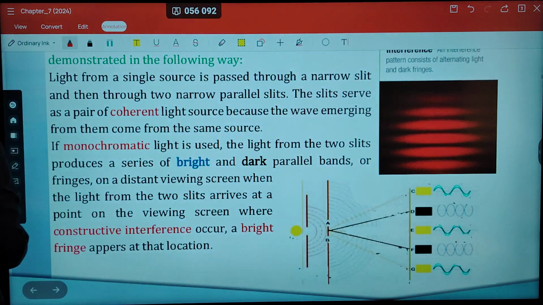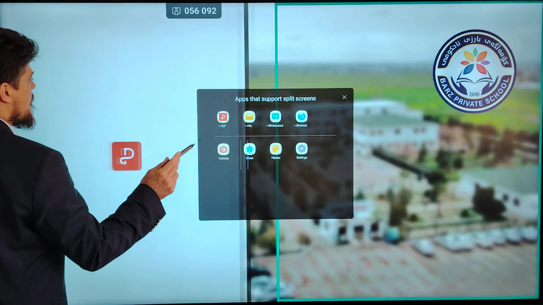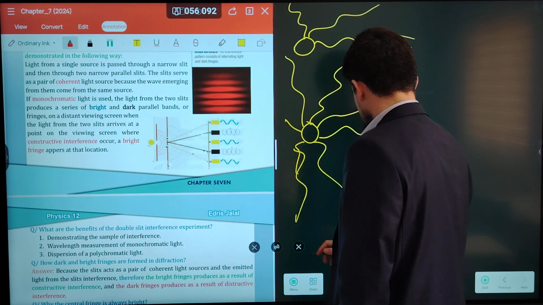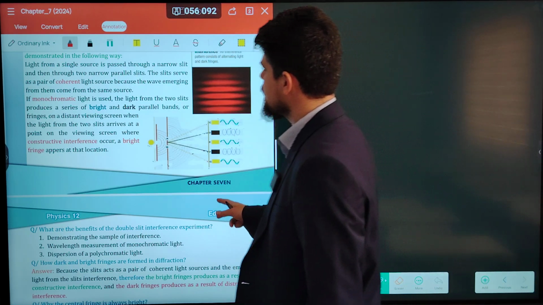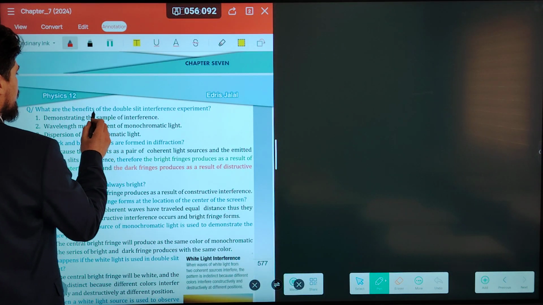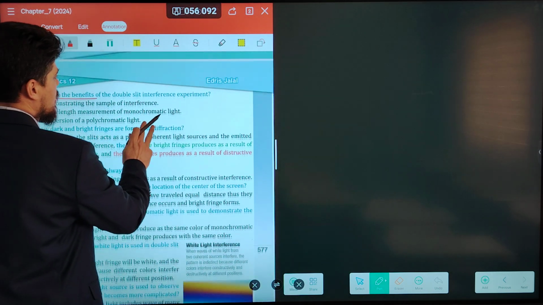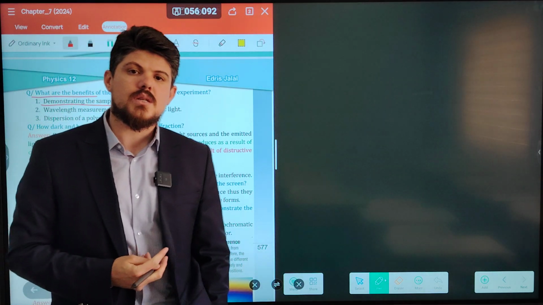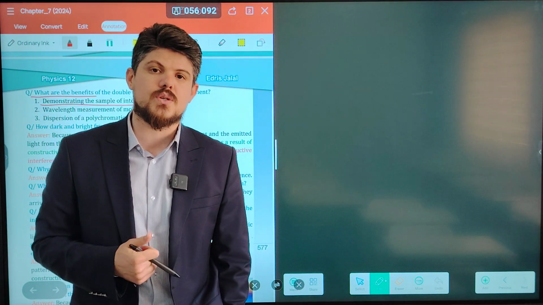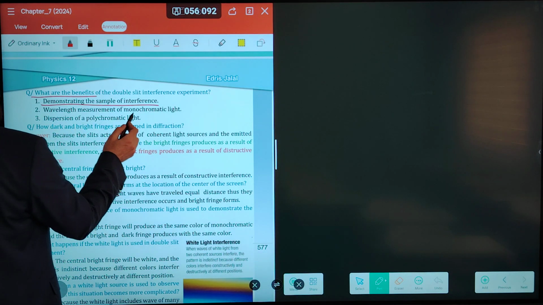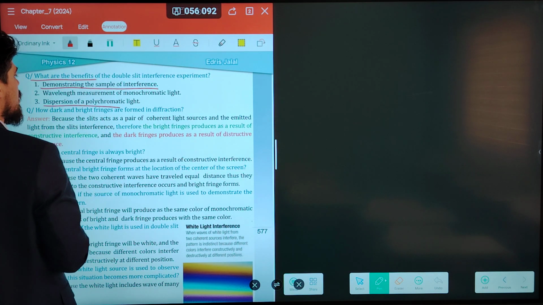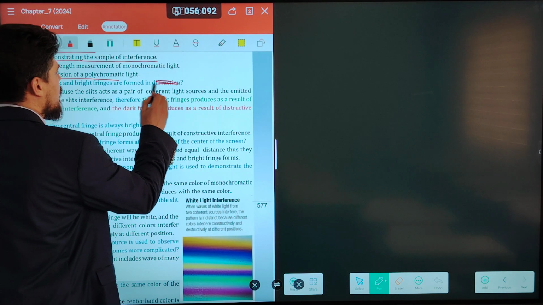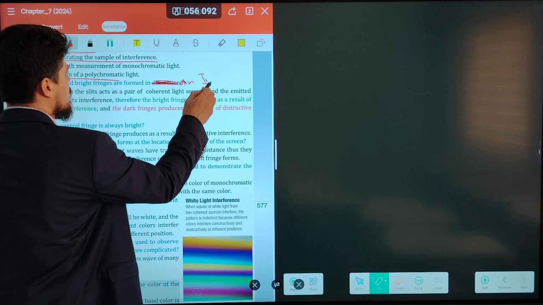Okay, guys. This is the demonstration of the double slit interference. What are the benefits or advantages of the double slit interference experiment? Demonstrating the sample of interference. By using the double slit interference, we can demonstrate the sample of the interference, which is bright or dark, measure the wavelength of monochromatic light, and disperse polychromatic light into multiple colors. How dark and bright fringes form in an interference. This is interference, not diffraction.